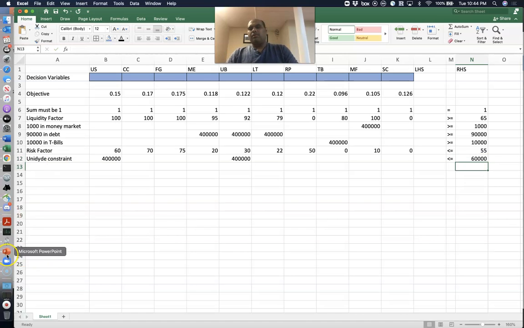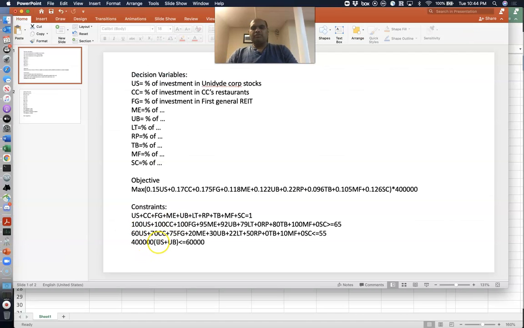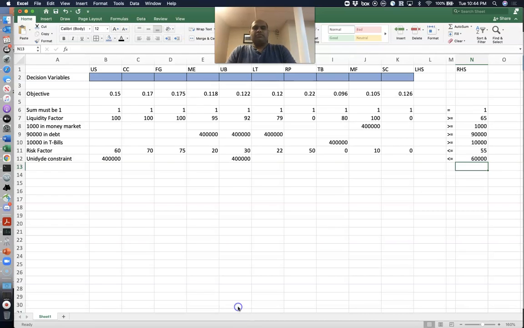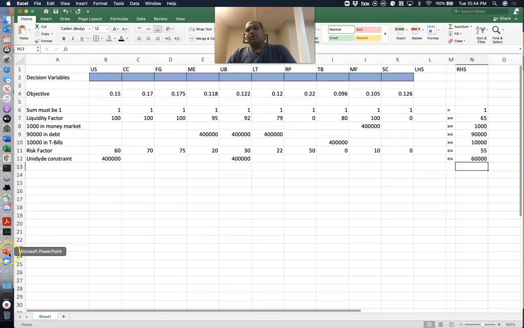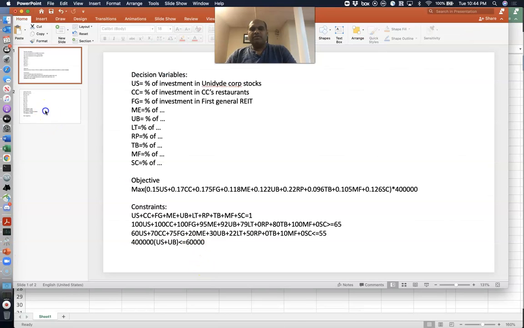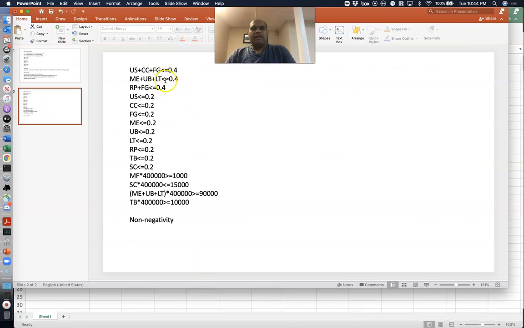Right? So the coefficient for United stocks is 400, and United bonds is 400. Let's say that the total percentage in United adds up to 15%. You're saying 15% of 400,000 cannot exceed 60,000. Whatever this percentage adds up to, times 400,000 cannot exceed 60,000. So that's basically what you're saying. That's the United constraint.